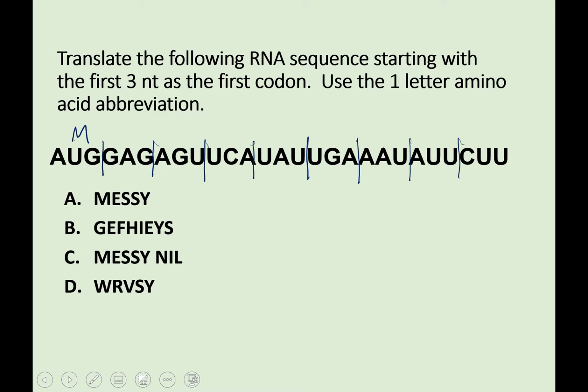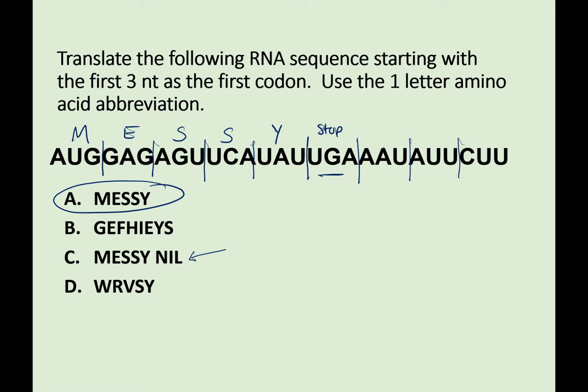I have a little codon table with me so I don't have to keep flipping back and forth. GAG is glutamic acid. AGU is serine. UCA is also serine. UAU is tyrosine. UGA is stop. So hopefully when you did this, you stopped. Even though there are additional nucleotides, stop means stop. A lot of times when we do this as a clicker question, students will keep translating. You've got to stop at the stop codon.